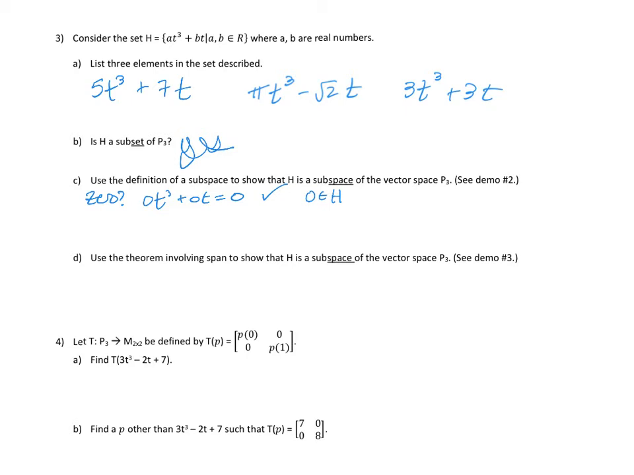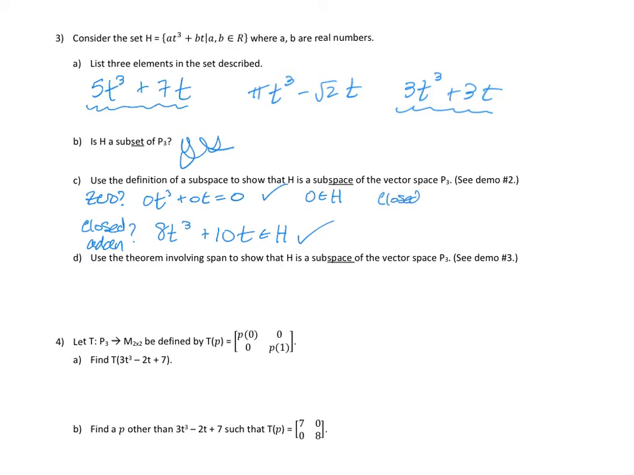Okay, now is the set closed under addition? So if you pick 2 elements from your set, maybe this one, and add them together, do you get another element in the set? So I would get closed under addition. I'm going to add them together, and I get 8t cubed plus 10t, and that does also live in H. So that's an element of H. So it looks like it's closed under addition. It seems like that will always happen.